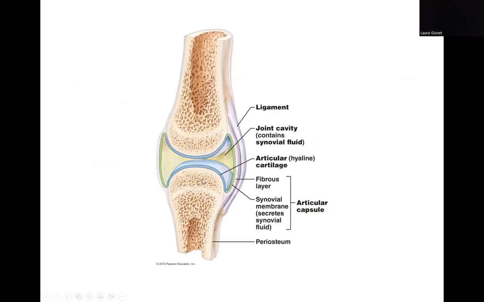So here's an example between two phalanges. We have the blue, which is always your hyaline cartilage areas, the articular ends of the bone. Then out to the sides, you can see these synovial membranes, and the light green is the fluid in between.